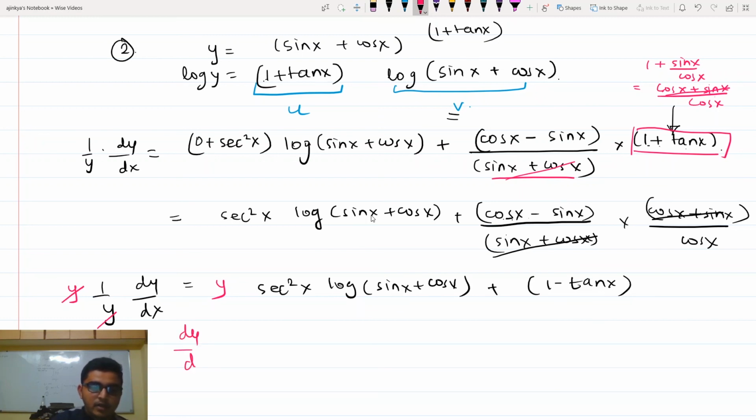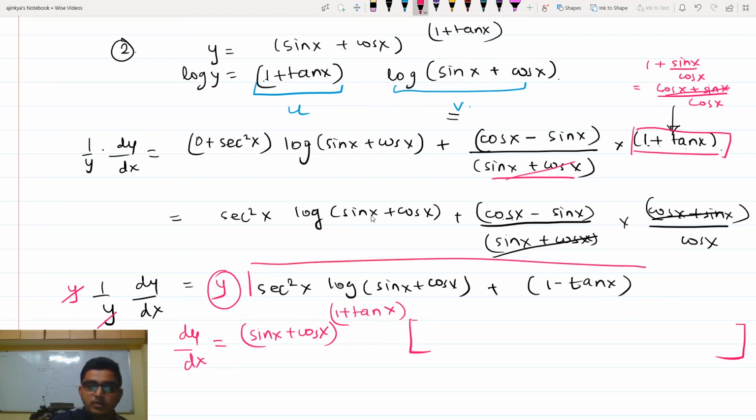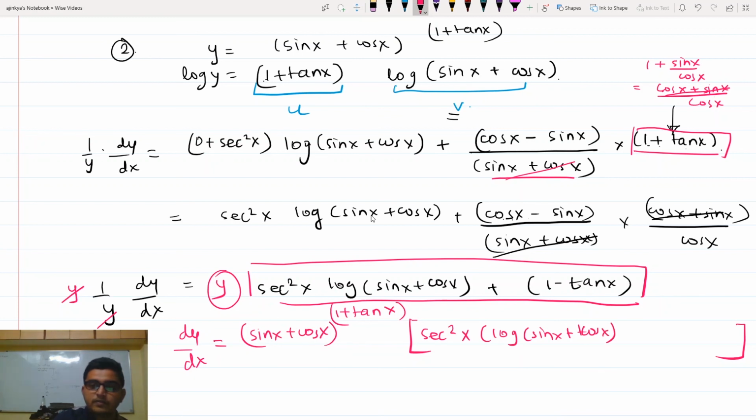and your final answer will be dy upon dx, which will be y, which is the initial term, which is sin x plus cos of x raised to 1 plus tan x into the entire term which is given in black over here, which is nothing but sec square x log of sin x plus cos of x plus 1 minus tan x. So there's your final answer.